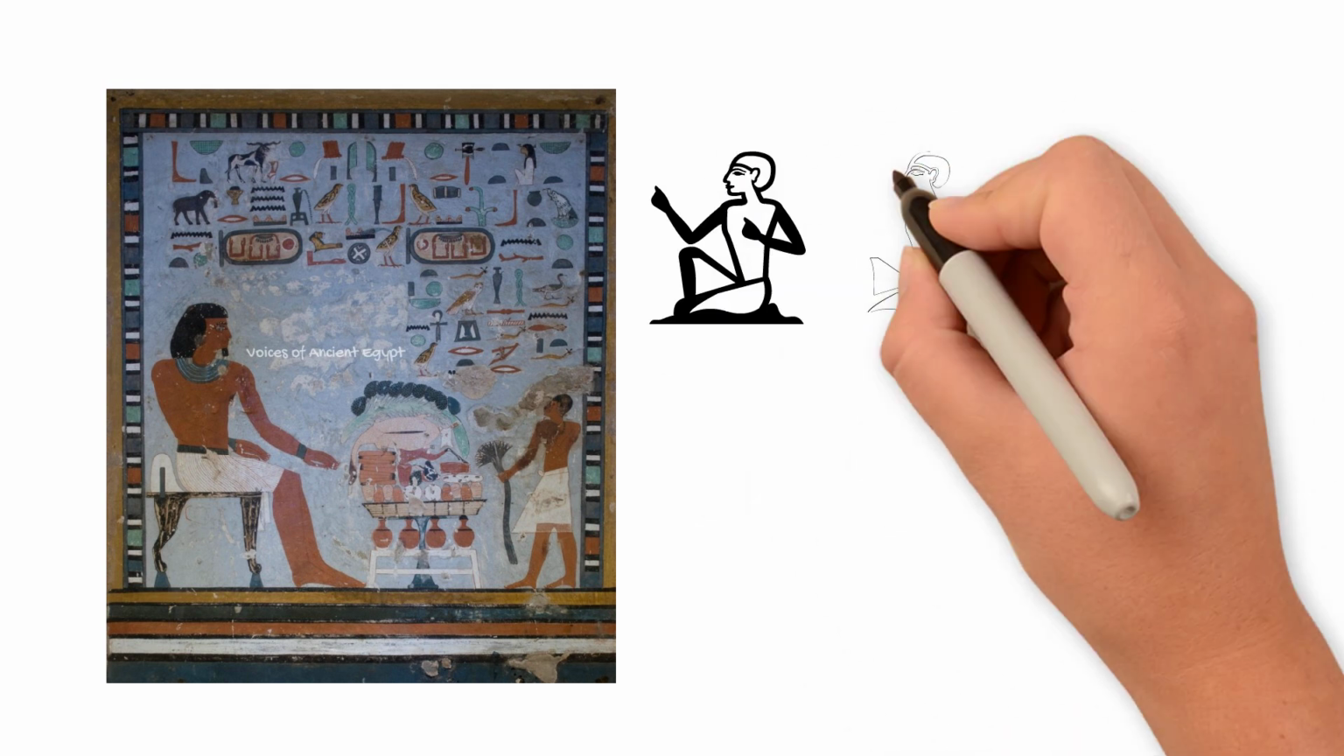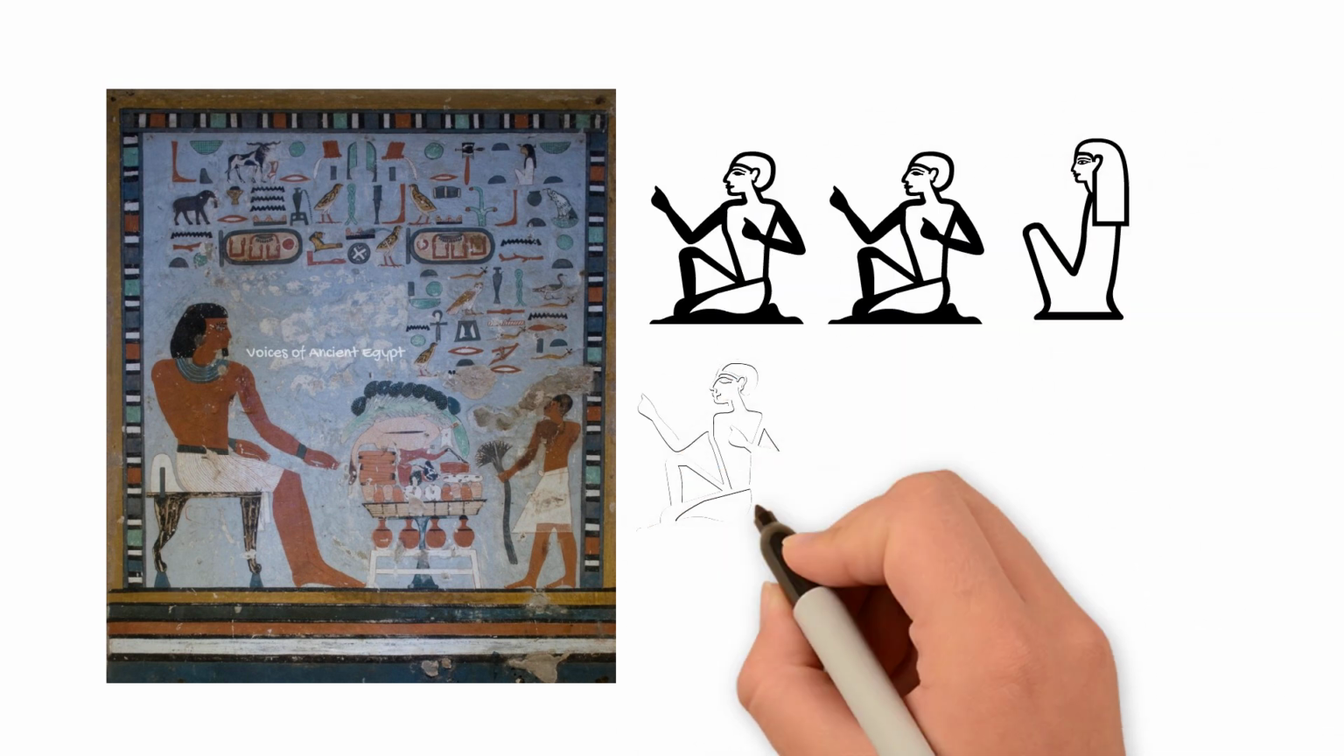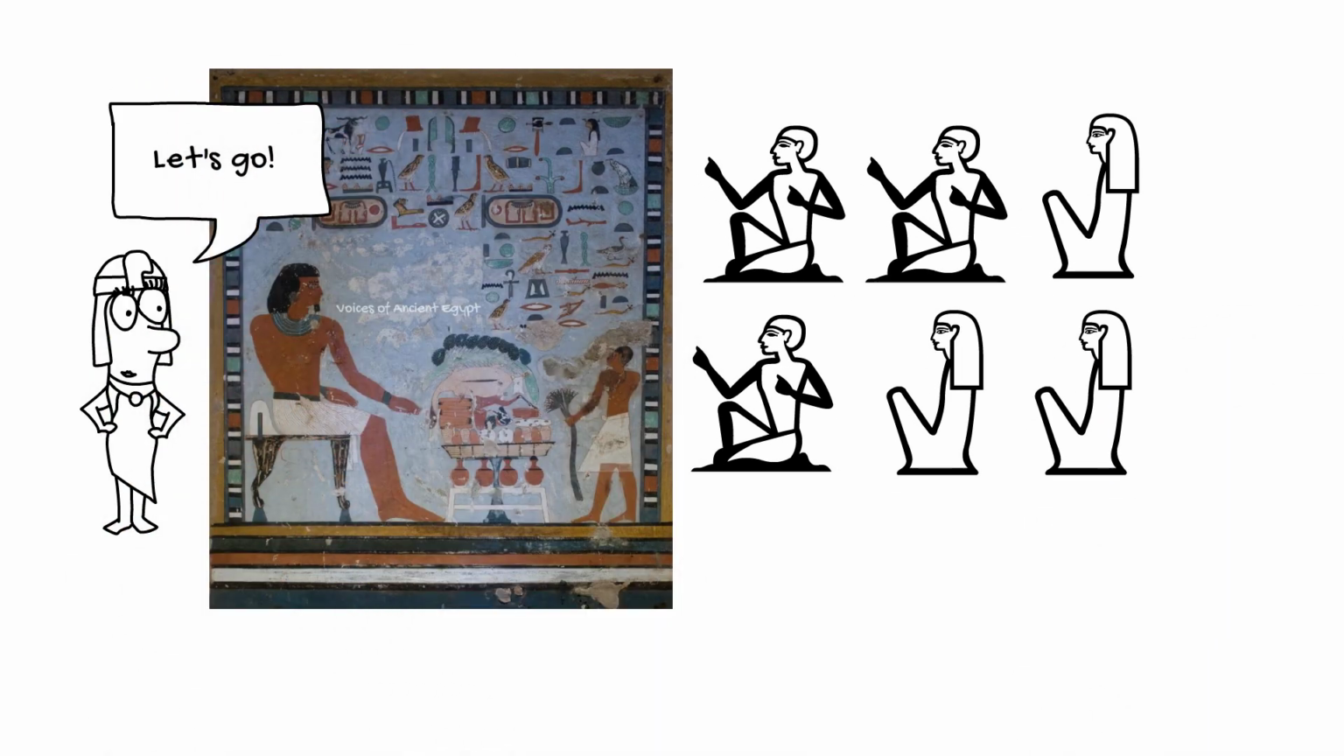Ancient Egyptians valued having large families with lots of children. But how can we read and write the words for son and daughter in hieroglyphs? That's up next.